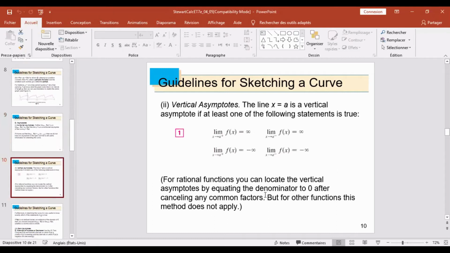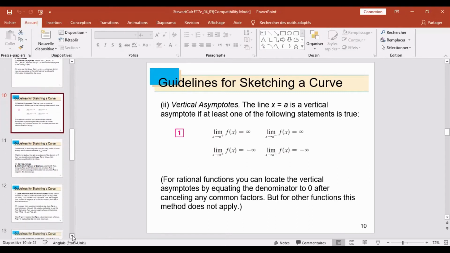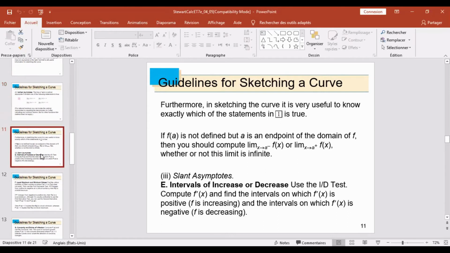If at any finite point we have a limit of infinity, as we studied in chapter 2, then we have a vertical asymptote. It's important to know if the limit is plus infinity or minus infinity, and if it's on the right side or the left side, that means if it's at a plus or a minus.